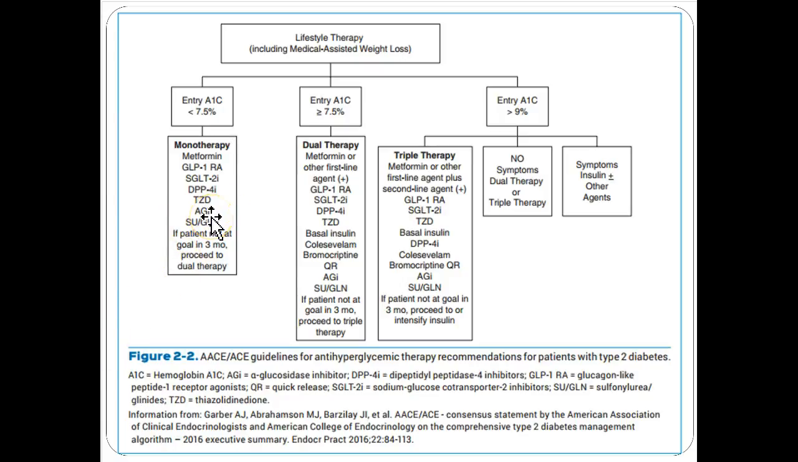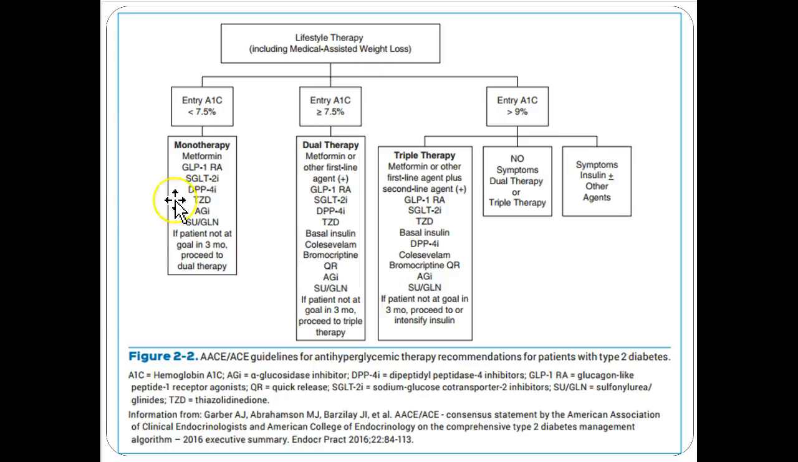So very different school of thought than what we were talking about 5 years ago even. Very different. Pushing those sulfonylureas all the way down to the bottom. And basal insulin is also not even on the monotherapy. They don't even recommend it for monotherapy. Entry-level A1C greater than 7.5 but less than 9, you're looking at dual therapy, so metformin plus. It's again recommending the GLP-1.